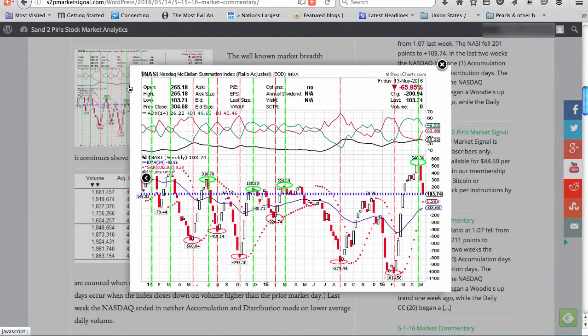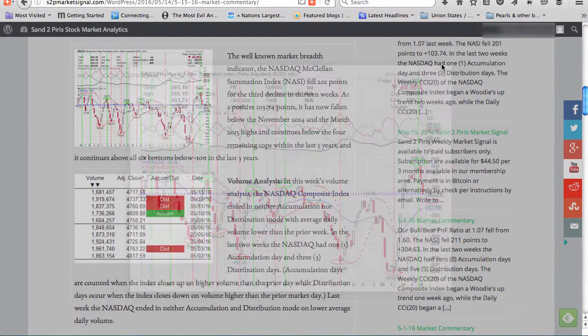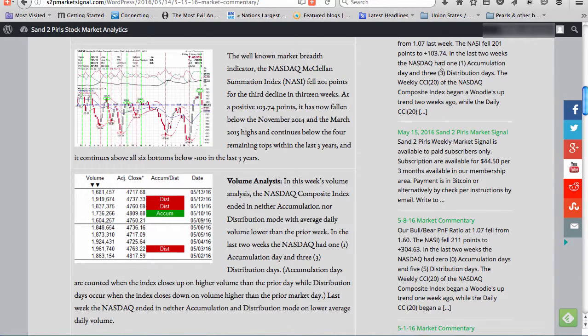The well-known market breadth indicator, the Nasdaq McClellan Summation Index, fell 201 points for the third decline in 13 weeks. At a positive 103.74 points, it has now fallen below the November 2014 and the March 2015 highs, and continues below the four remaining tops within the last 3 years, and it continues above all six bottoms below minus 100 in the last 3 years.